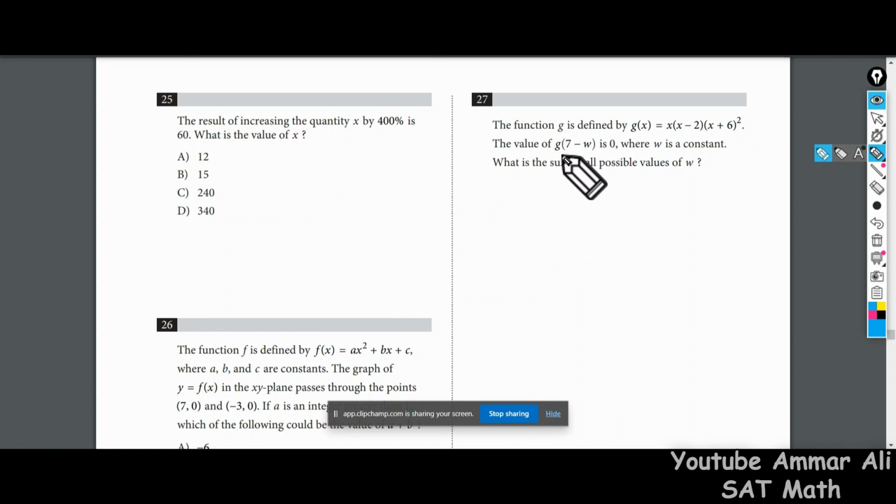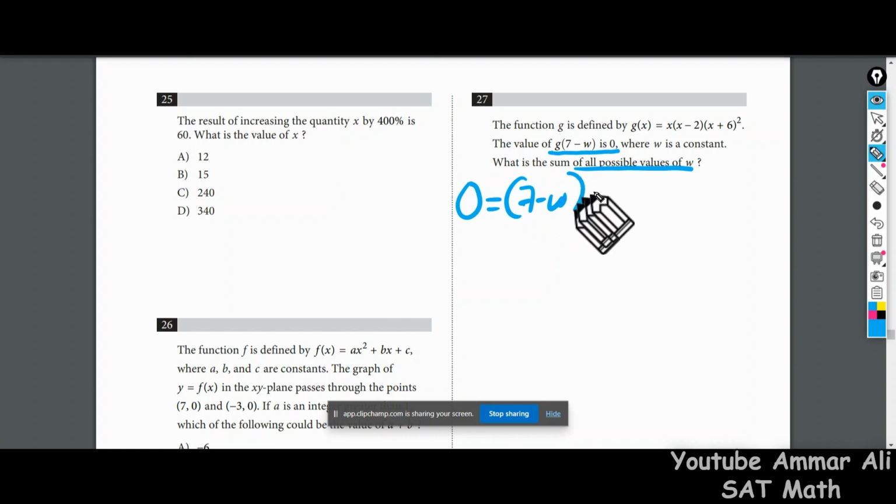So two hints here that they're giving us. They're telling us that g of 7 minus w is equal to 0. That's a big hint. And then what are they asking us? They're asking us for the sum of all possible values, so that means there are going to be multiple solutions. Luckily, they already gave us the equation set to 0, so it's easy to figure out what the multiple solutions will be. All we have to do is plug in 7 minus w everywhere we see x and simplify. So that's what we're going to do.